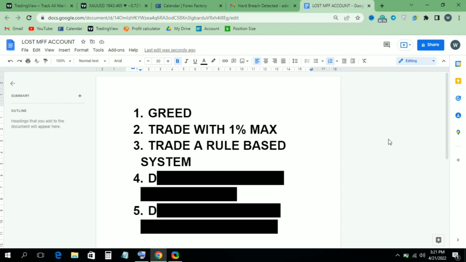Make sure you are following your rules and you're not doing revenge trades. Don't trade against your rules. If trades are not aligning with your rules, make sure you stay off the market. So also make sure you trade a rule-based system. That is very important information.